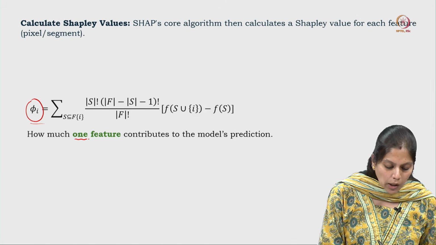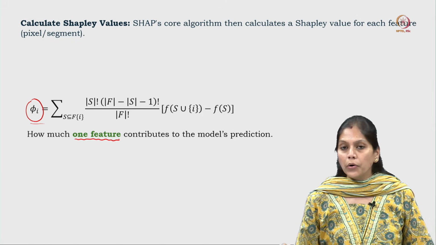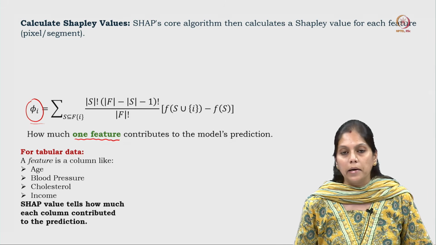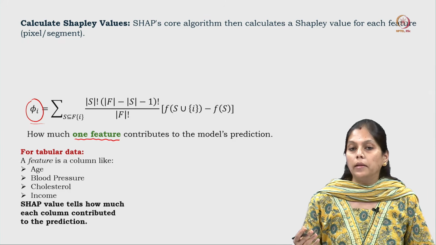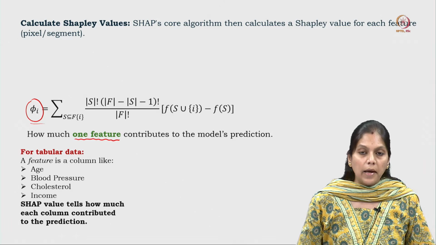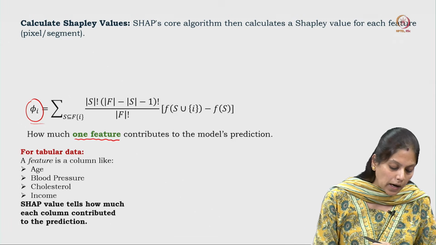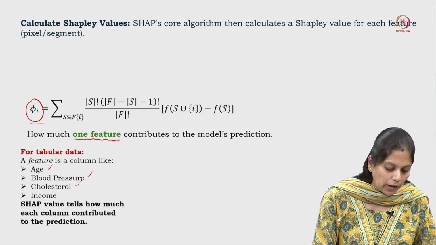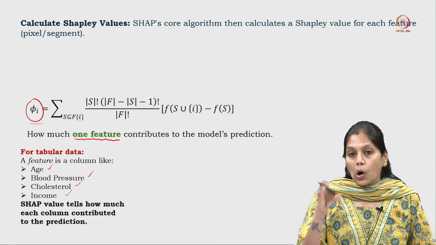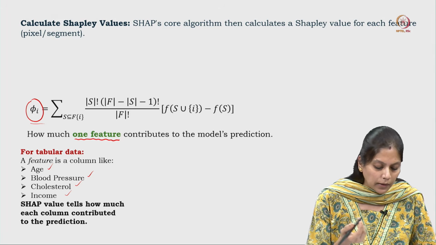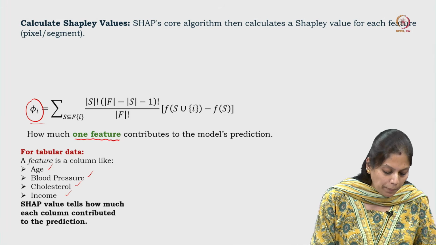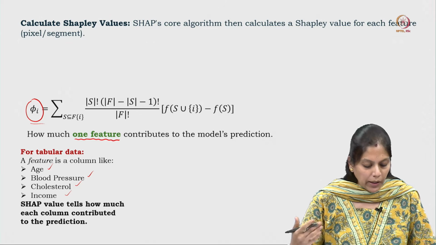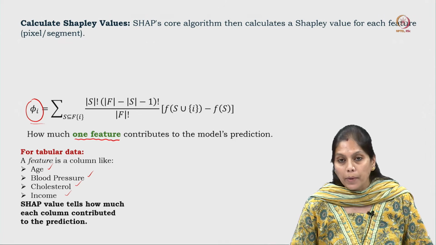Now, when we talk about features, if you are dealing with tabular data, where you have data in the form of a CSV file, then the features are probably the age, the blood pressure, the cholesterol, income, etc. The columns are actually the features. So, SHAP tells how much each column contributes to the prediction.